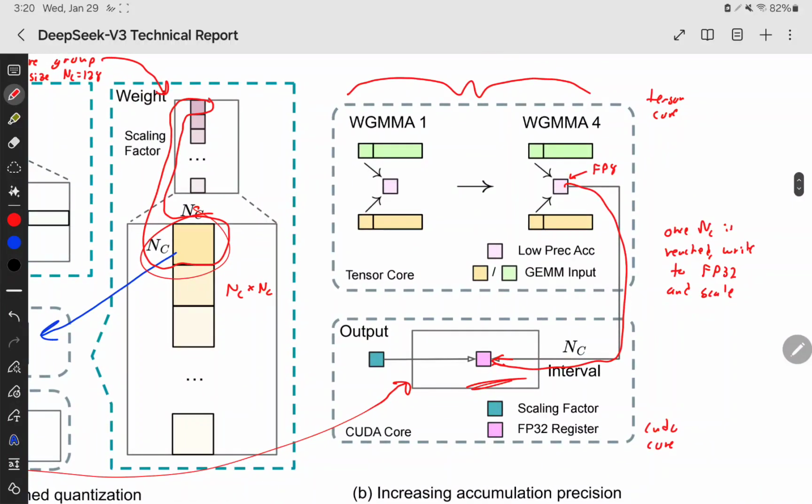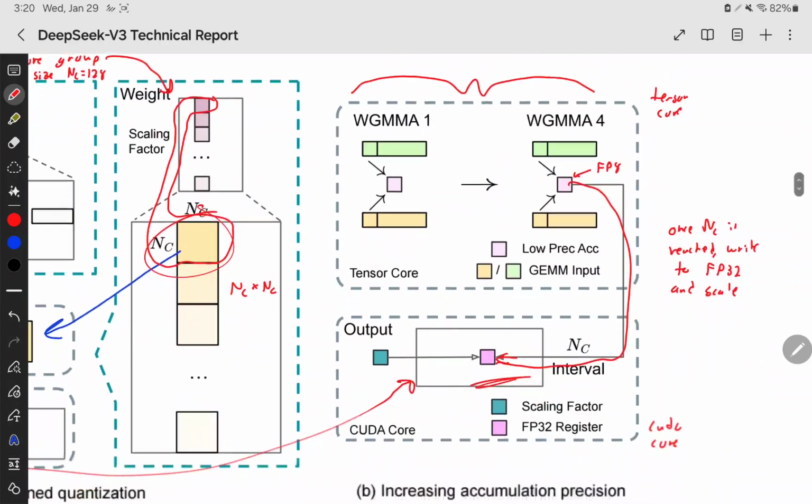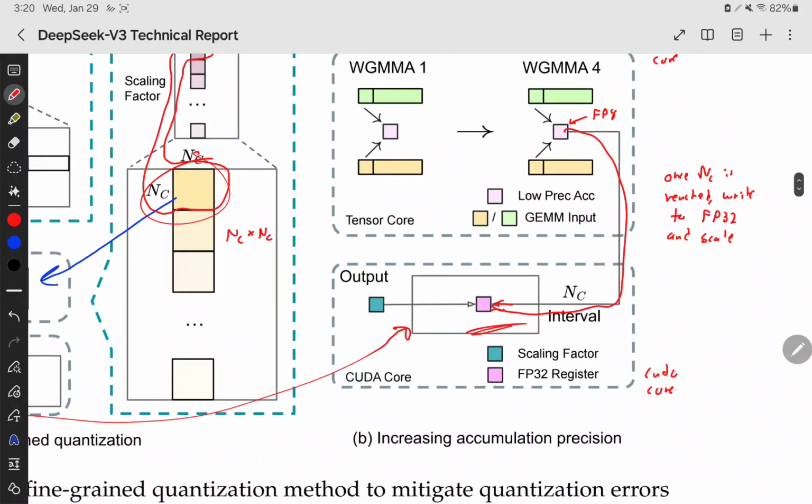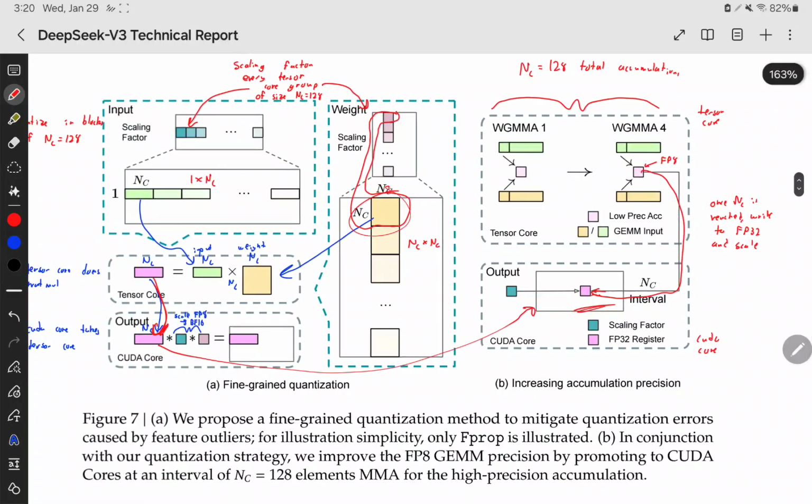And this way, if, say, this ran out of precision and it was already overloaded, these values still matter. So this is way more precise because you are storing in floating point 32 every now and then, as opposed to just accumulating in this floating point 8 storage. So that's what they mention here.